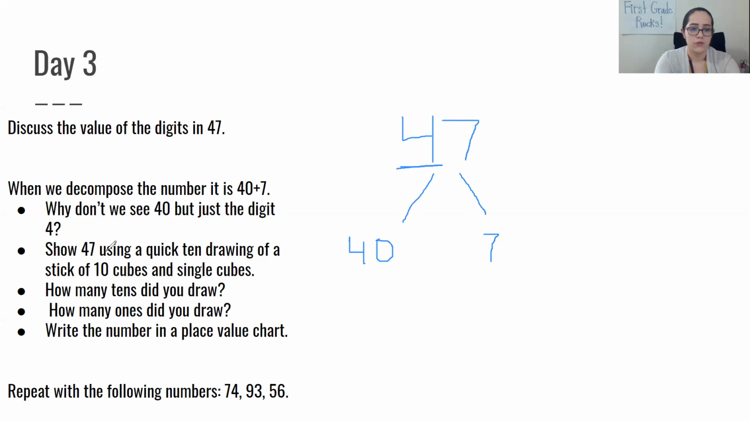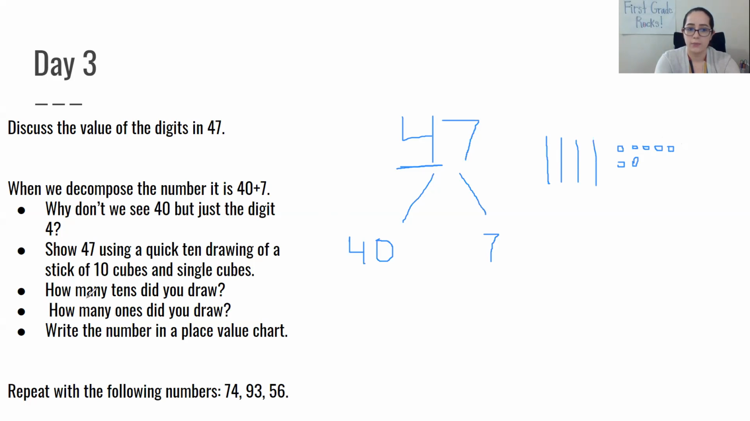Okay, and then you're going to show 47 using a quick 10 drawing of a stick of 10 cubes and single ones. So kind of like I did on the previous page, quick 10s are lines. So 10, 20, 30, 40, and single cubes. 41, 42, 43, 44, 45, 46, 47.